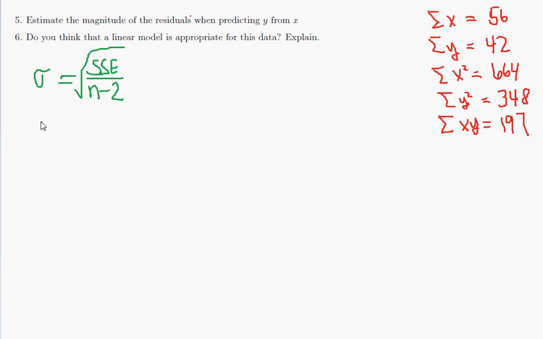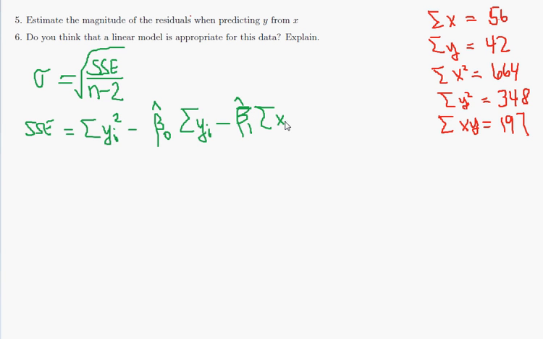where the SSE is equal to the sum of the y sub i squared, minus beta 0 hat times the sum of the y sub i's, minus beta 1 hat times the sum of the x sub i's times y sub i's.